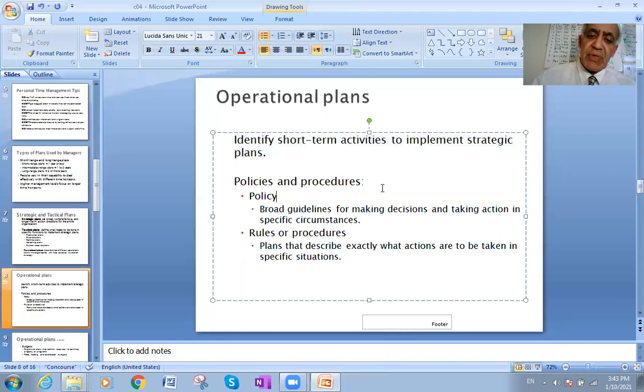Okay, so what do you mean by policies and procedures? Policies are broad guidelines for making decisions. Rules and procedures are plans that describe exactly what actions are to be taken in a specific situation. So it goes like this: from the top, the mission, strategy, policy, then rules, procedures, and programs come at the end.